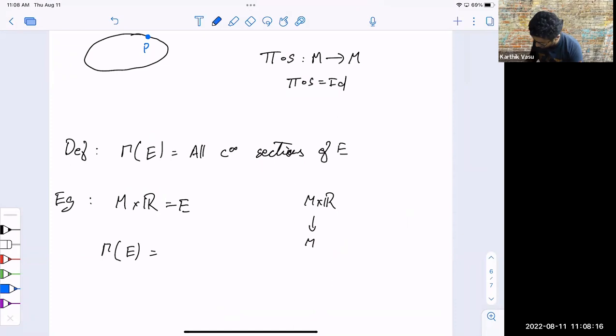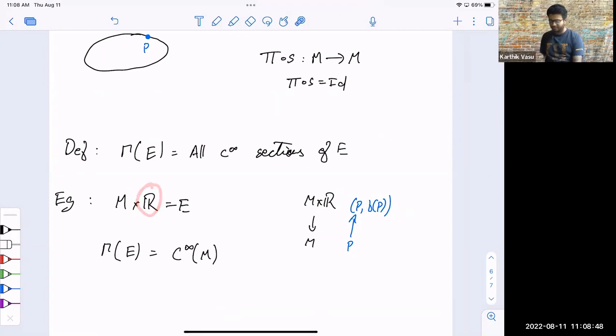So any section will look like P going to some P, because it has to be over the same fiber, and some function or some vector in the real numbers. Any vector in the real numbers is just a real number. So I will just associate this. And because I said this has to be smooth, this function will be a smooth function now. So all sections over our trivial bundle will just be C infinity functions over M.